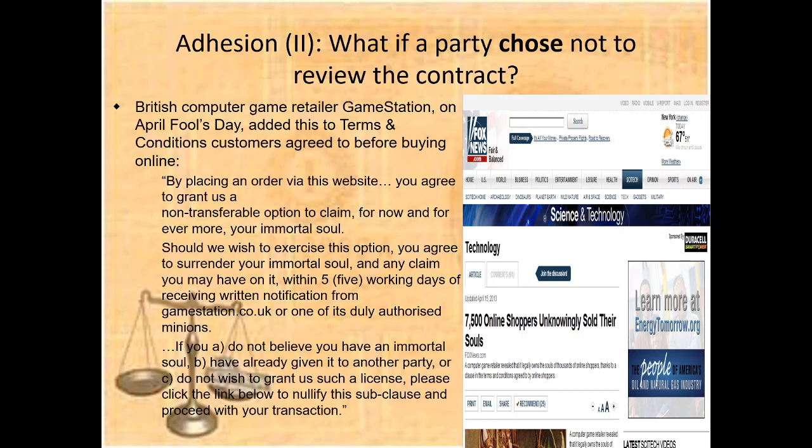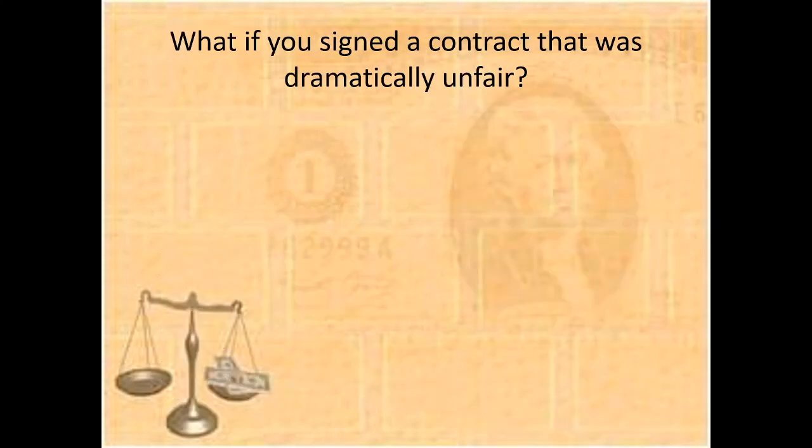"7,500 online shoppers unknowingly sold their souls in the GameStation." This is from Fox News, whether it is valid or not, but it is Fox News. So in that sense, people are not reviewing their contract. The point is catchy because it was April Fool's Day, so they are not really going to claim your soul.